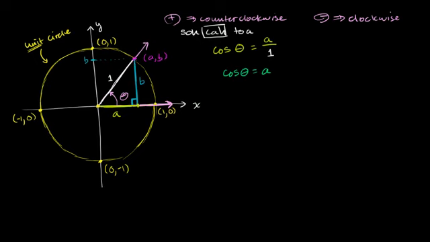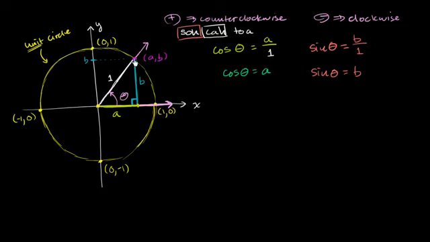Now let's think about the sine of theta. I'll do it in orange. So what's the sine of theta going to be? Well, we just have to look at the SOH part of our SOHCAHTOA definition. It tells us that sine is opposite over hypotenuse. Well, the opposite side here has length B, and the hypotenuse has length 1. So our sine of theta is equal to B.